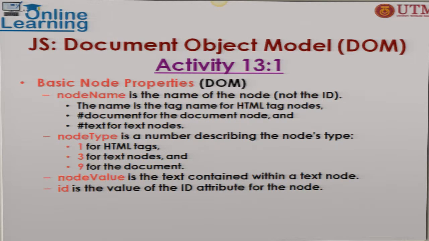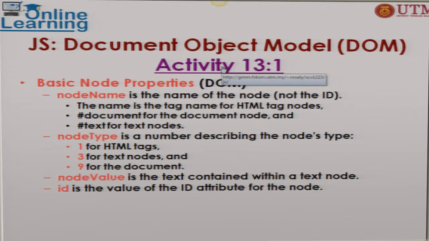The next property we call nodeValue, right? This nodeValue is the text contained within a text node, right? And the last one we call ID. It refers to the value of the ID attribute of the nodes, right? So you have to remember, we have different properties: node name, node type, node value, and the last one is ID.